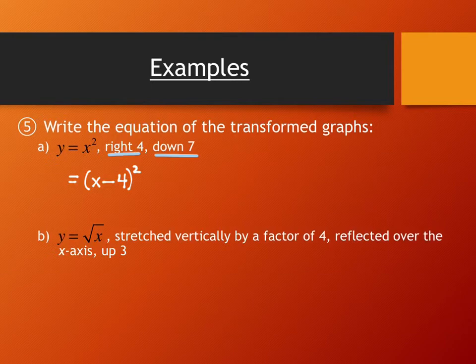What about the down 7? Where will that occur? It'll occur on the outside. Will it be addition of 7 or subtraction of 7? It'll be subtraction of 7. And this is my new equation that I've created that will do just this. Now, if you do have a graphing calculator, you can put that in and you can see that it really did what you expected it to do.